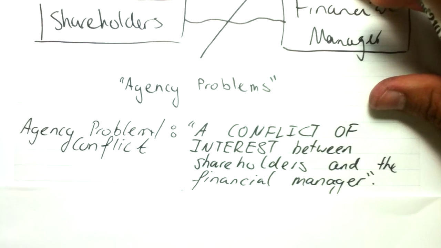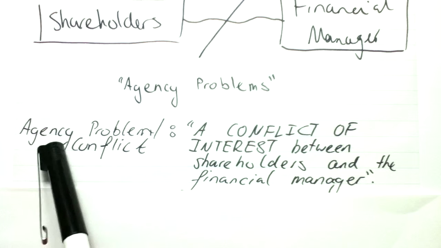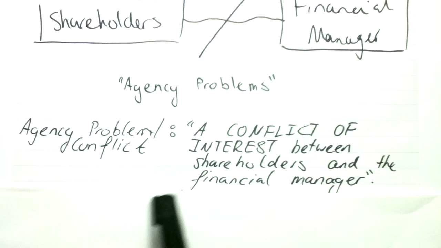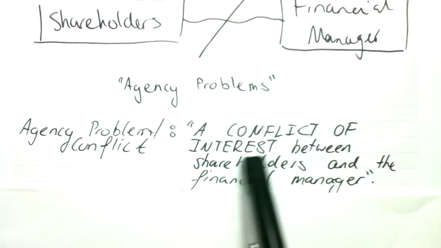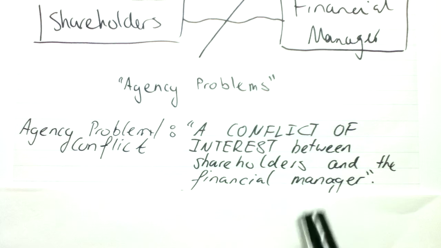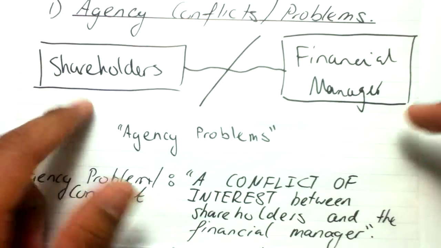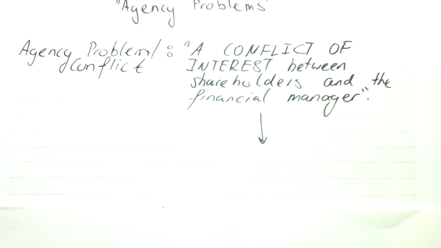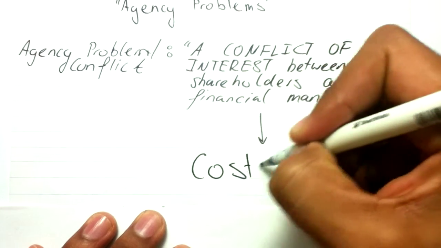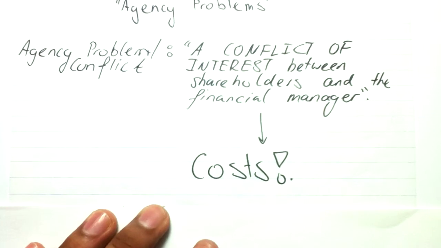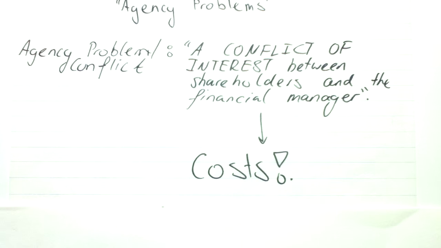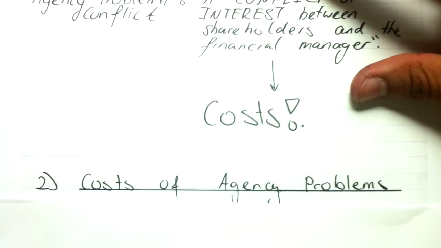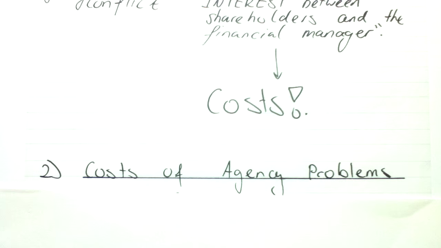But let's look at the real definition. The definition of an agency problem or an agency conflict is a conflict of interest between shareholders and the financial manager. Straightforward with the diagram. Shareholders, financial manager, something's not going right, and we have an agency problem. And this leads to costs. Since the financial manager is not working to his most efficient ability, it generates some costs. And this leads on to our second objective, the costs of the agency problem.